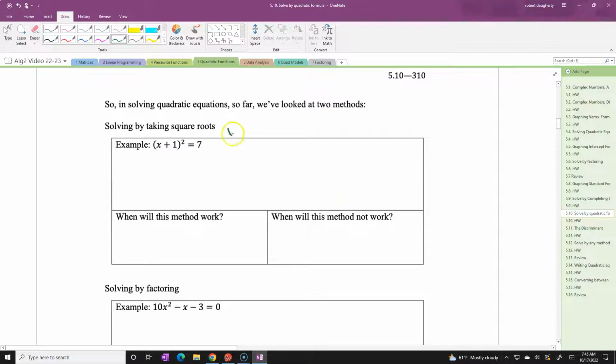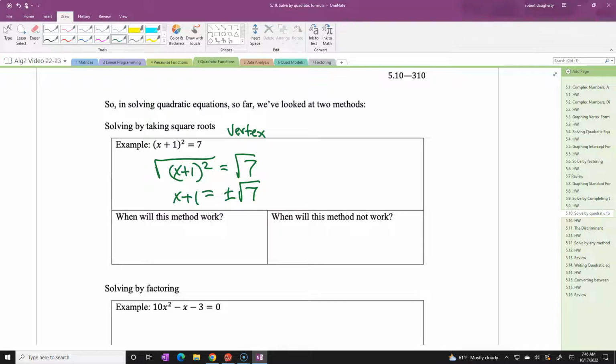Well, if we saw an equation that was in vertex form, the quickest way to solve this would be to take the square root of both sides. So we're going to find that if we take the square root of both sides, we're going to end up with x plus 1 equals plus or minus the square root of 7. It has two numbers that are answers. So your answers are x equals negative 1 plus or minus the square root of 7. Okay. Now, what you're doing here is solving by taking the square root of both sides.